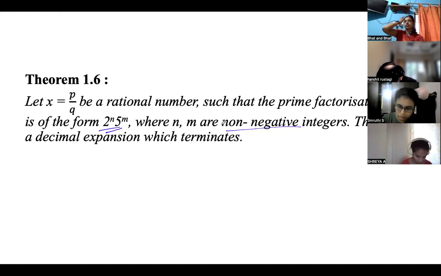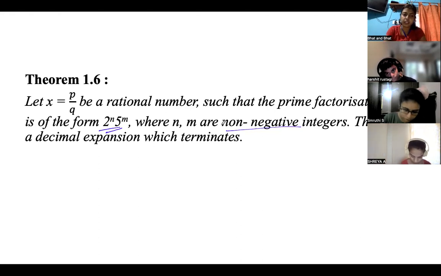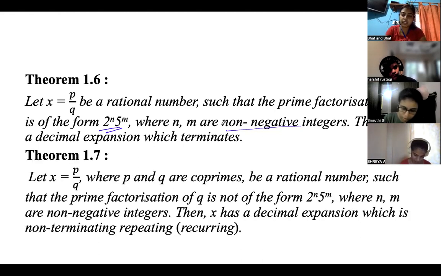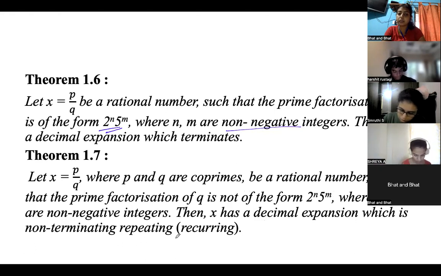Okay? Understood this? It's the same thing. And then the next statement says, let x equal p by q, where p and q are co-primes, be a rational number such that the prime factorization of q is in the form of 2 raised to n, 5 raised to m. Then x has a decimal expansion which is terminating. Otherwise it is non-terminating and repeating. It is recurring.